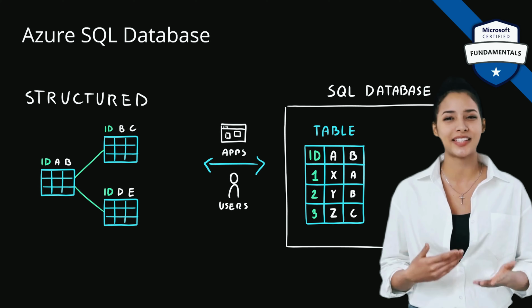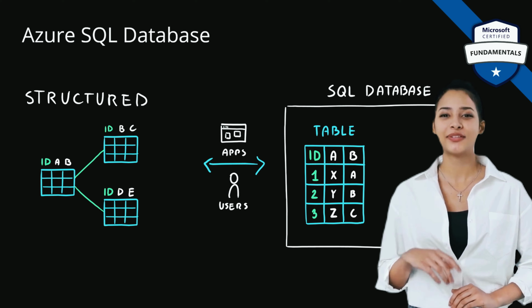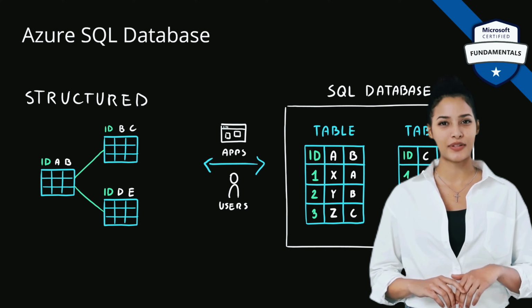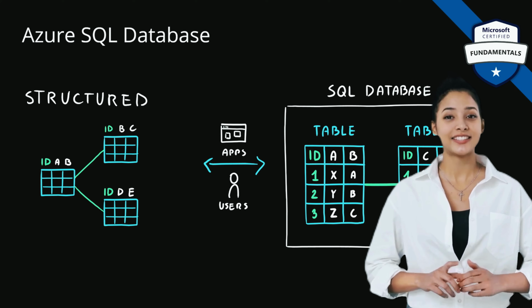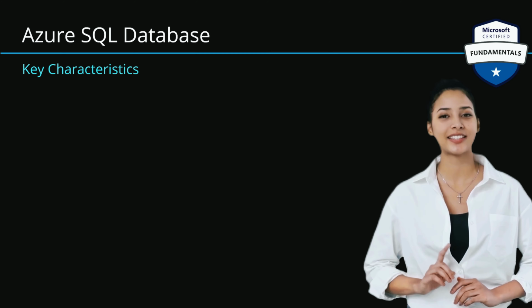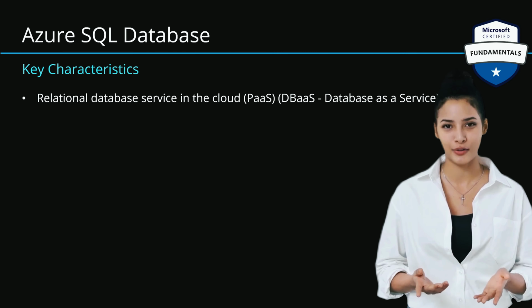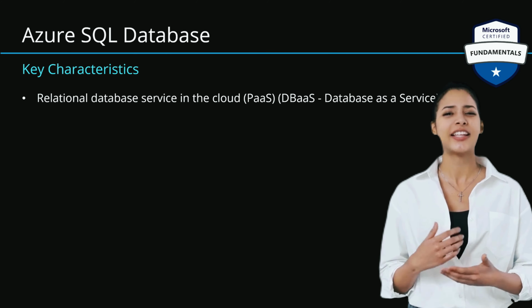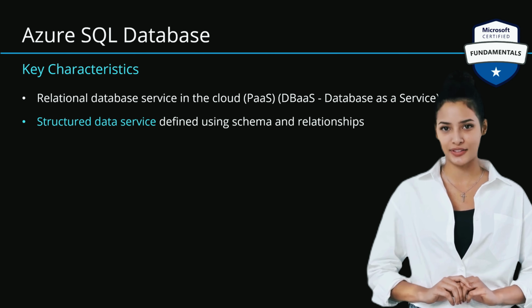Of course, within the database, you can have more than one table, each with its own schema. Once the tables are defined, you can also define relationships to represent the business relationships between the entities. So Azure SQL Database is your relational database service in the cloud. This is of course platform as a service, but sometimes also called database as a service. This is of course a structured data service because customers are using schemas and relationships to model their data to represent their business.